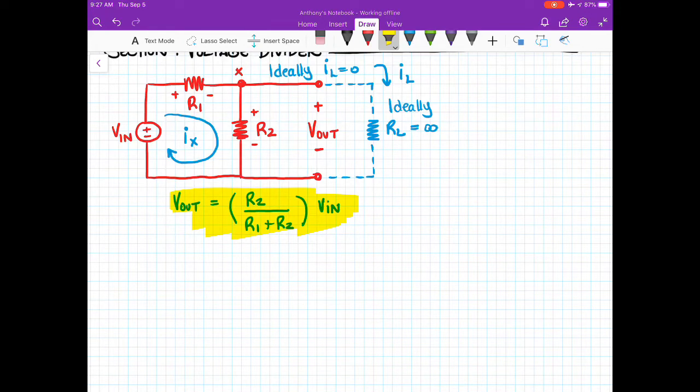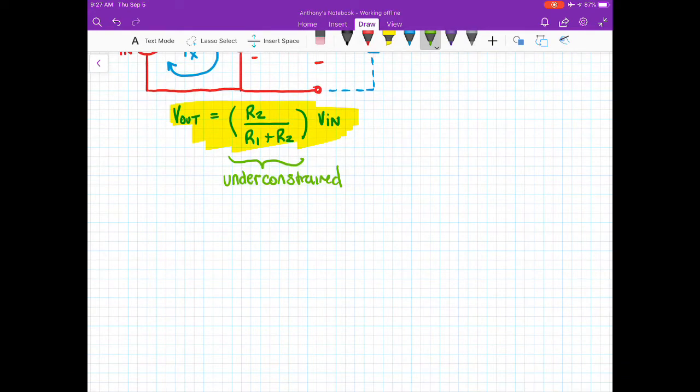And this expression depends on the placement of R1 and R2. So you can't switch them around, you can't move the load. As one would expect, it's relative to the definitions shown above. This is an under-constrained definition here. And so what that means is there's lots of values that could potentially work and give you the same relationship.